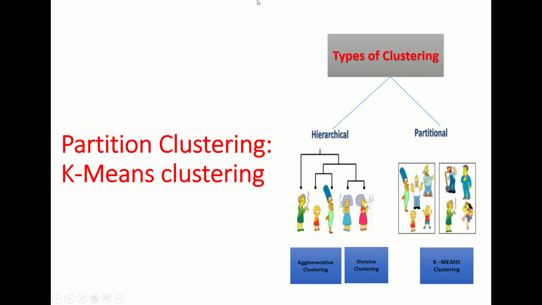Now we will see partition clustering, where we will see in detail about k-means clustering. So in partition clustering, we are going to see k-means clustering. Okay, so let me move a little bit more.